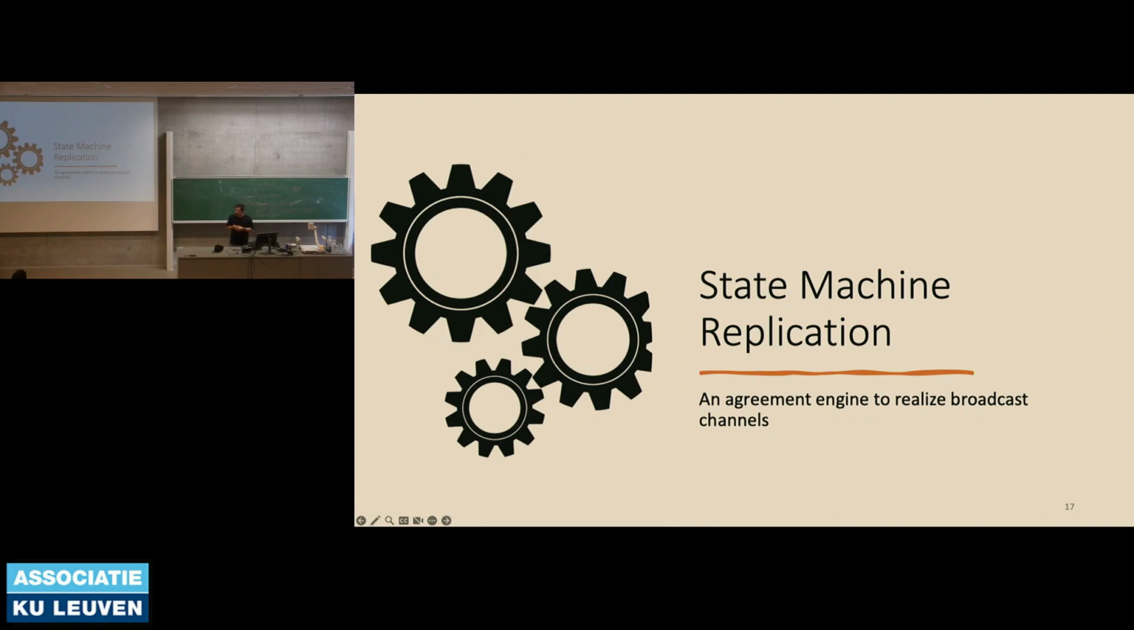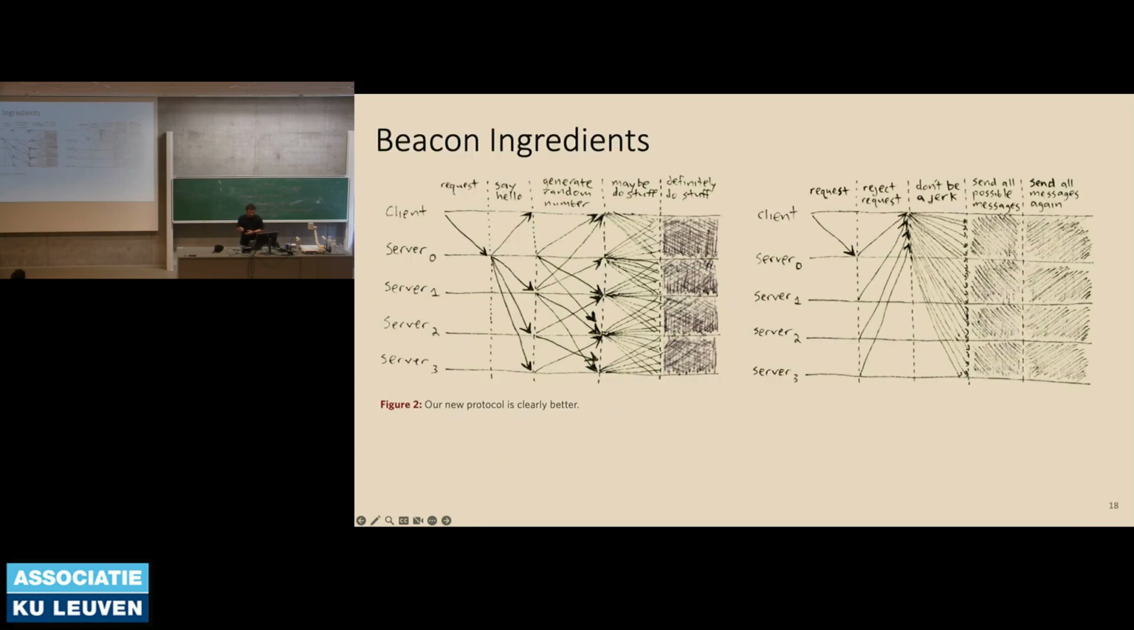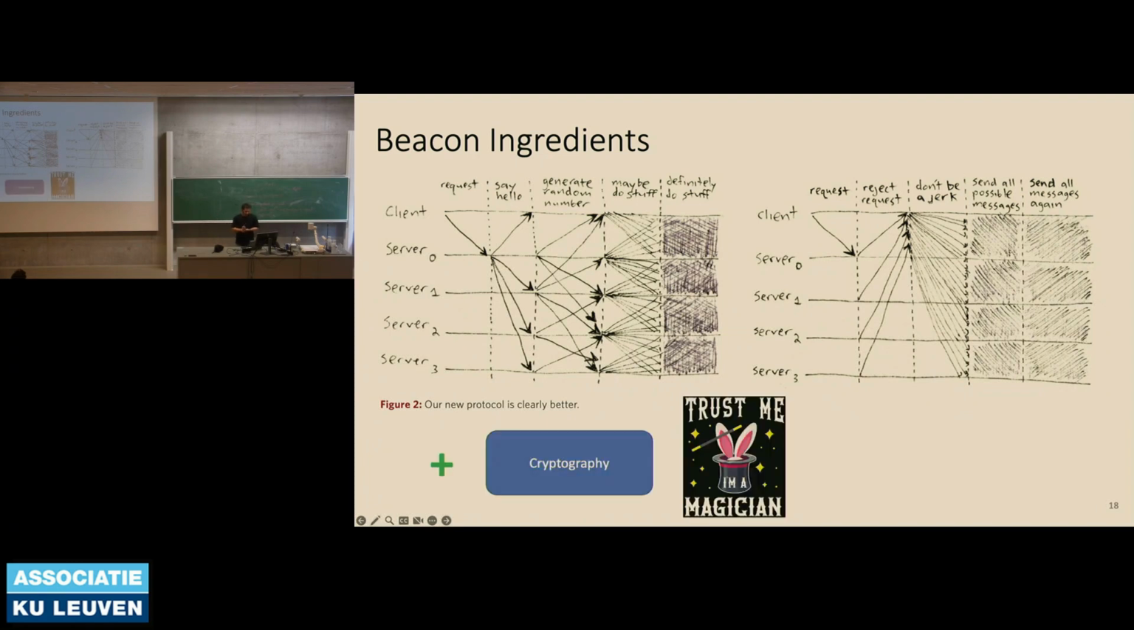Okay, so let's go. I will not go into this protocol, but let me give you an idea of what state machine replication, as a black box, what are its properties. So we come up with our own state machine replication protocol. And this is what it looks like if you try to read the paper. We add some cryptography to it. And finally, we get our beacon, right? So this is how we construct our randomness beacon.